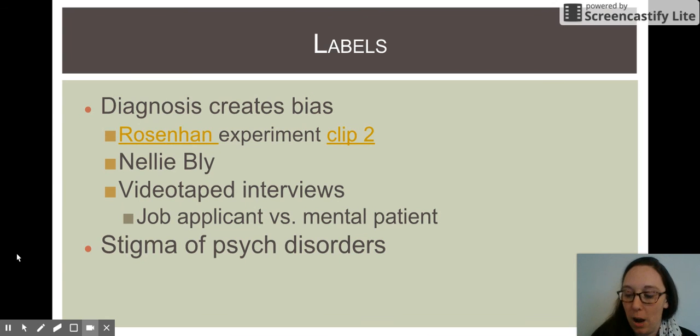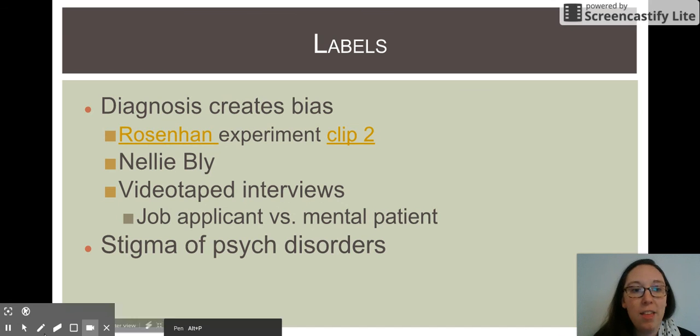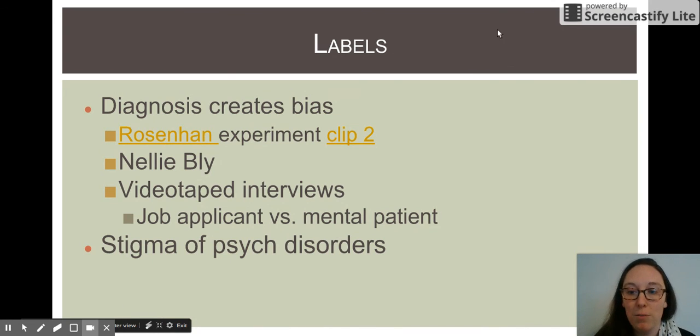Another example of how a diagnosis can create some sort of bias. Nellie Bly was a journalist who you learned about. She got herself admitted to a mental asylum by pretending to be insane. Once she was in there, she found that it did not matter what she did or how she behaved. There was no getting out of the asylum. They believed very much that she was insane. And so her editor had to actually break her out by writing.